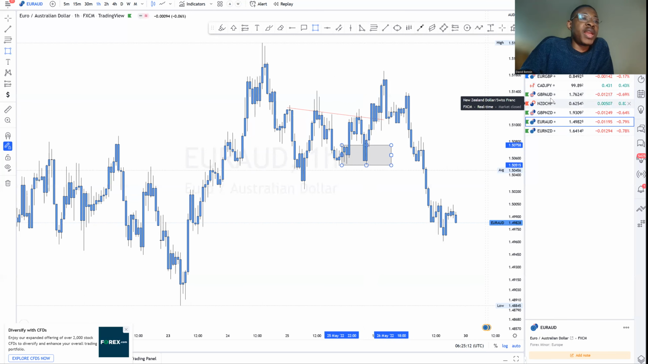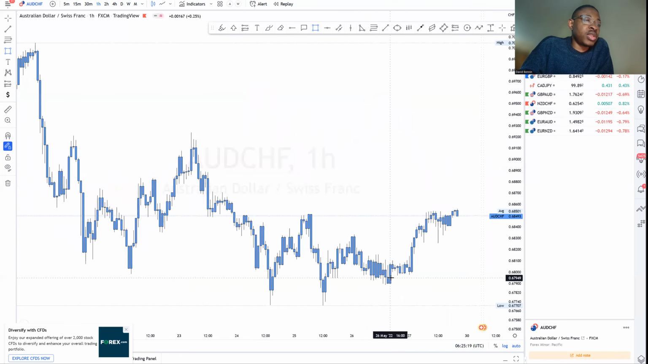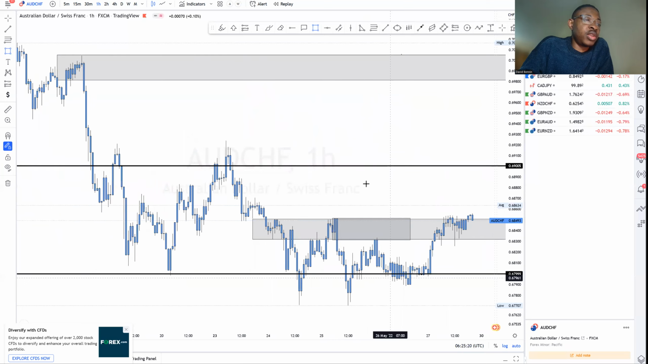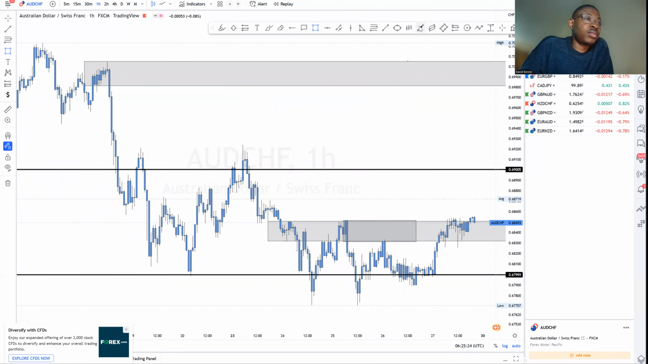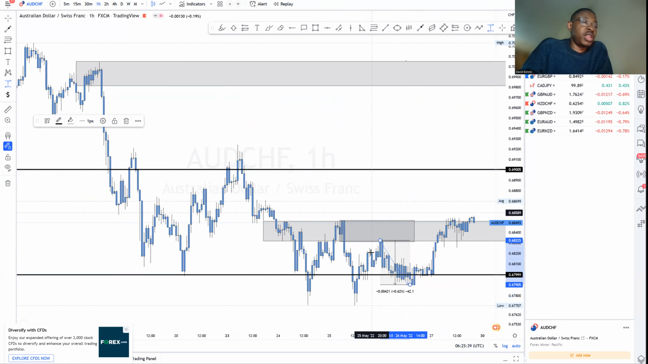So the next trade I took was AUD CHF. So this was a very short scalp on AUD CHF. I caught this sell down here, but I didn't catch the push to the upside here. So here, this was a retest of this liquidity zone here. That was around 42 pips.